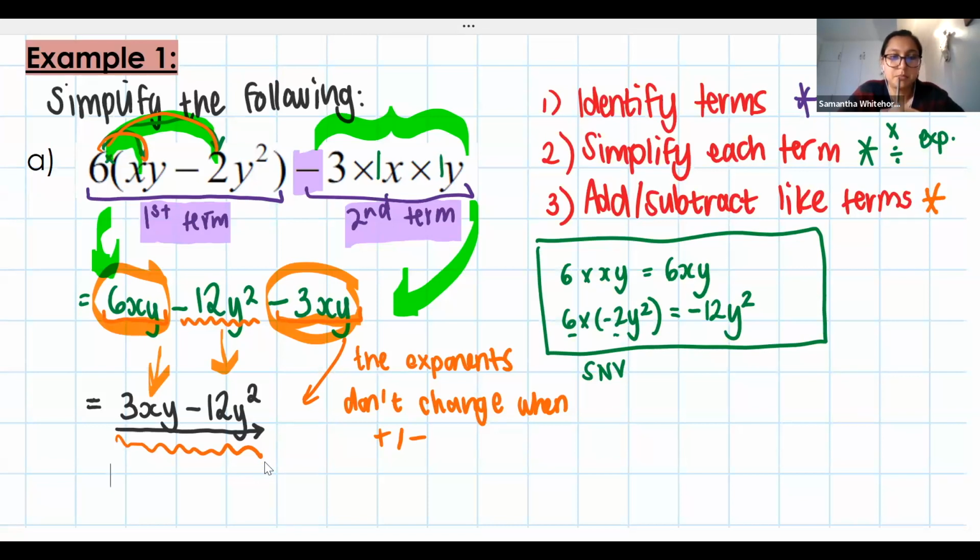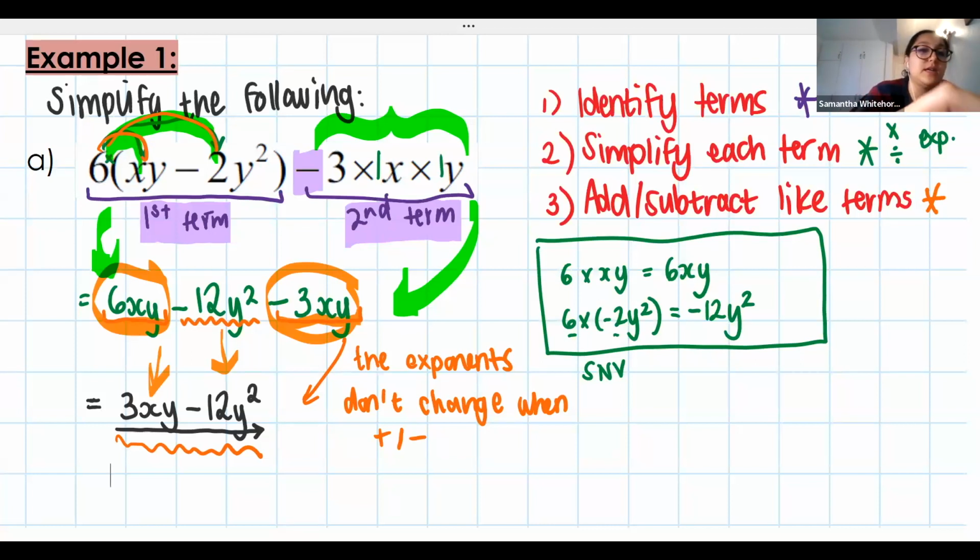Oh, ma'am. Okay, ma'am. This makes total sense, ma'am. But I've only one question, ma'am. If one of the variables had a number like 2, for example, 6 bracket x 2y minus 2y to the power of 2, what will happen then, ma'am?